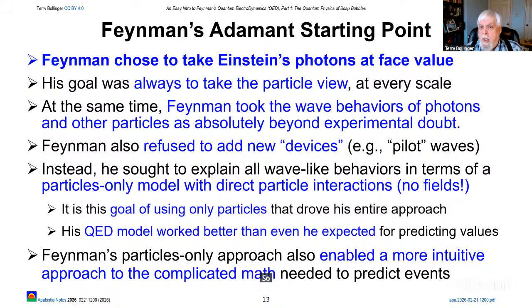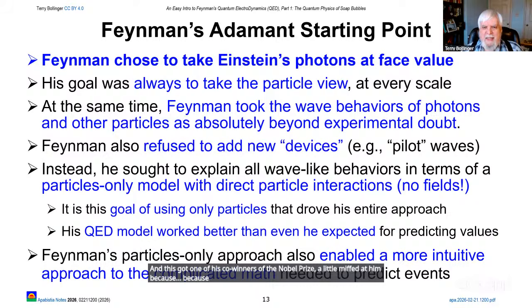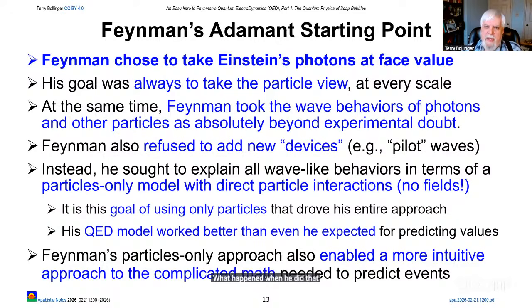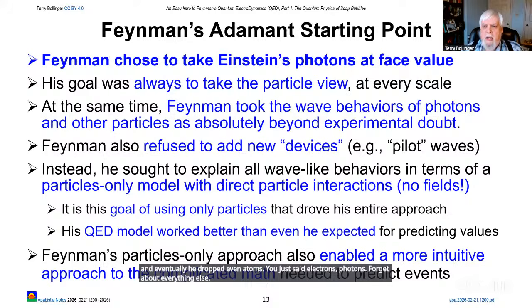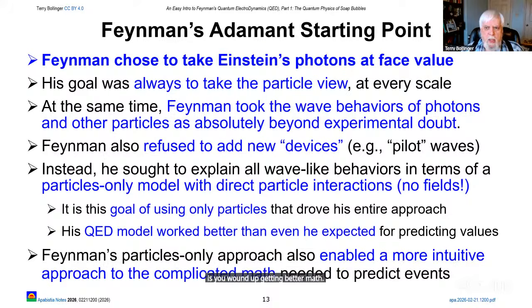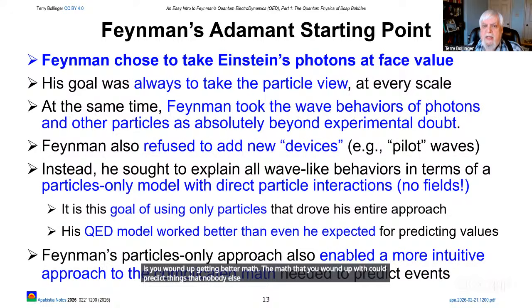So in doing so, he avoided the concept of fields. And this got one of his co-winners of the Nobel Prize a little miffed at him, because not everybody agreed with the idea that there were no fields. So Feynman took an interesting perspective with that. When he simplified as much as he could and said particles, particles, particles, and eventually he dropped even atoms, he just said electrons, photons, forget about everything else, he wound up getting better math. The math that he wound up with could predict things that nobody else could predict. And that's because of the simplicity.